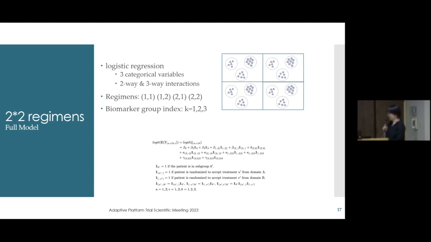We use this model. This is the full model, including 12 response rates.